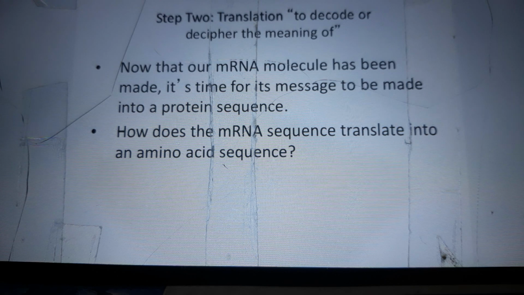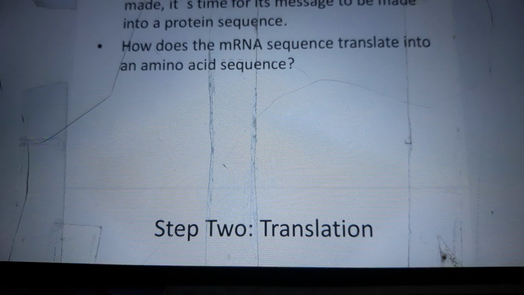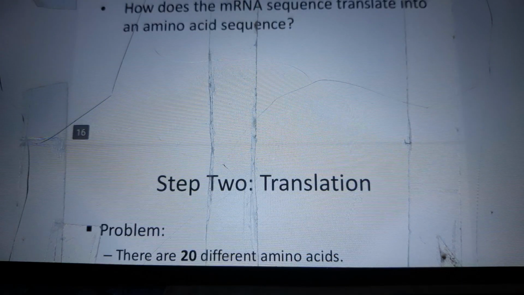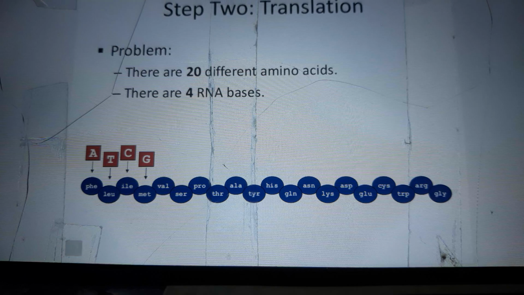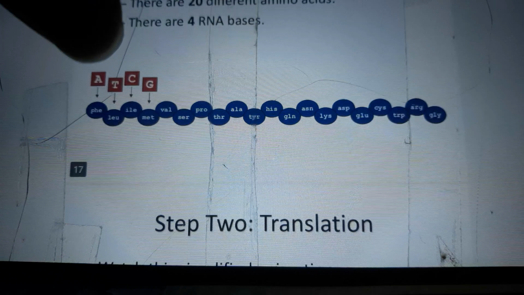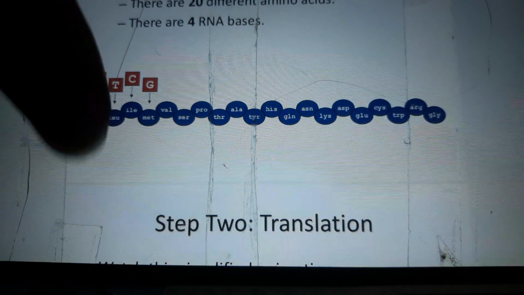Now that our mRNA molecule has been made, it's time for its message to be made into a protein sequence. So how does the mRNA sequence translate into an amino acid sequence? Step 2, translation. That's a problem. The problem is there are 20 different amino acids. There are 4 RNA bases. They are A, T, C, and G: adenine, thymine, cytosine, guanine. Right?